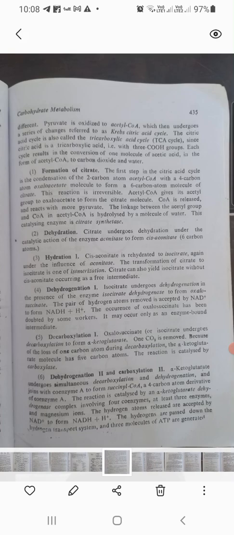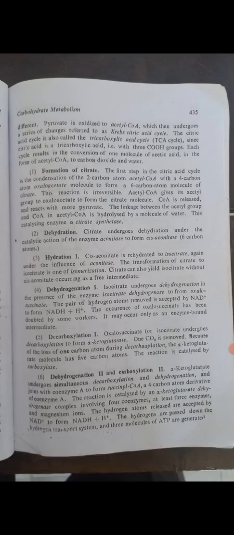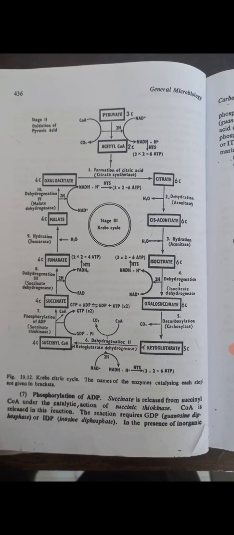The citric acid cycle is also known as the tricarboxylic acid cycle, since citric acid is a tricarboxylic acid, that is, 3 COOH groups are present in this citric acid. Each cycle results in the conversion of one molecule of acetic acid into acetyl-CoA, forming carbon dioxide and a water molecule. Actually this cycle is like this, where pyruvate gets converted into acetyl-CoA.